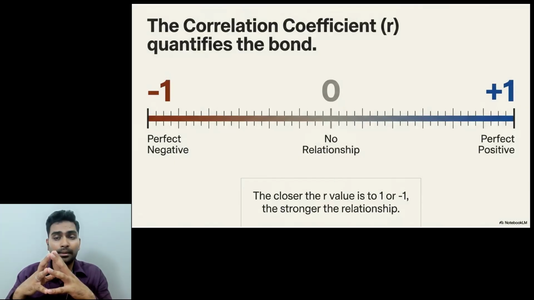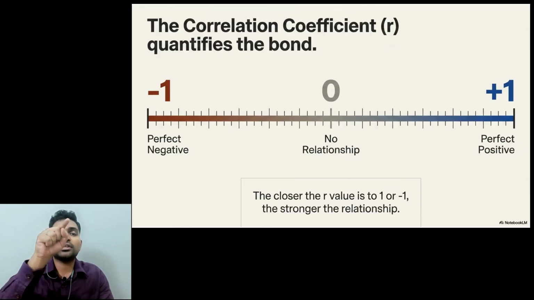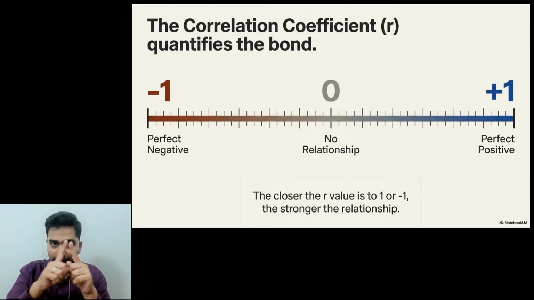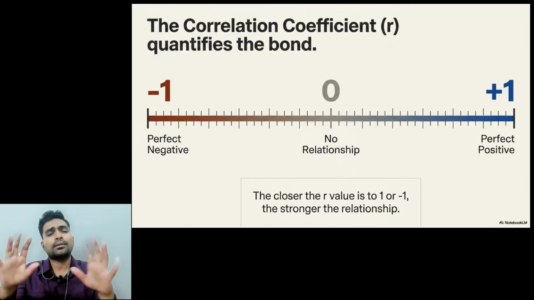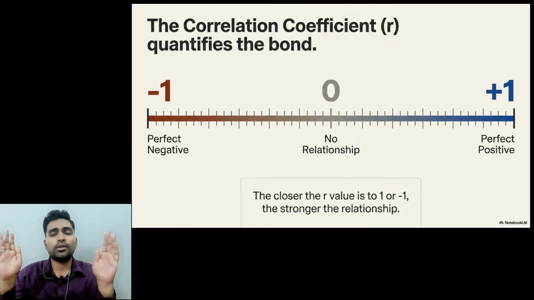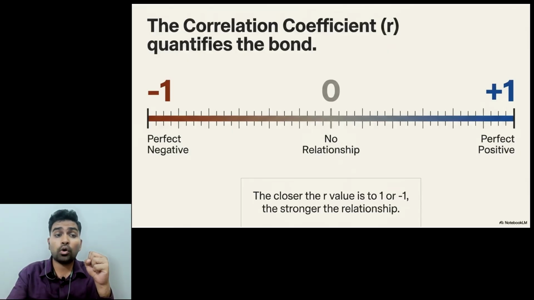That number can be between 0 and 1. Now, take it as a spectrum, -1 to +1. Two extremes, or there can be 0 in the middle, no relationship. So there can be a perfect positive correlation +1, perfect negative correlation -1, or there can be no relationship. Now ideally you will never get perfect correlation, but you can get a strong correlation.